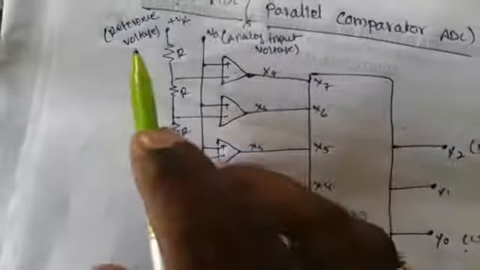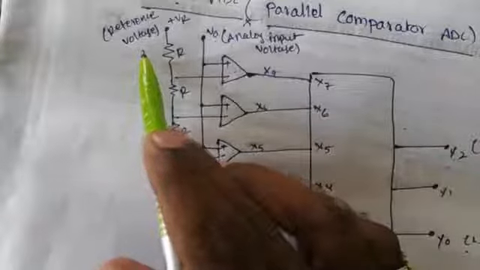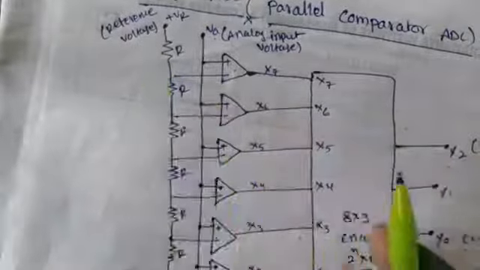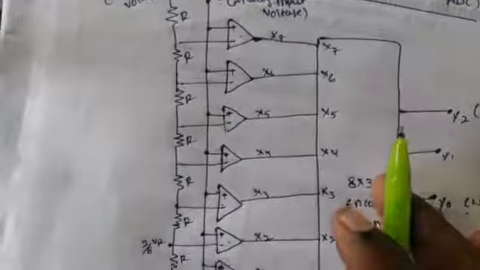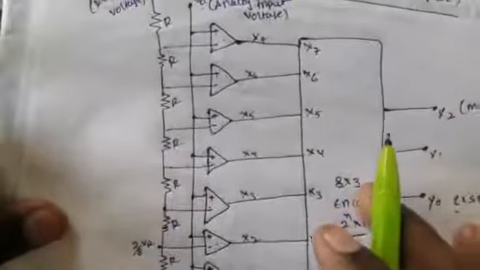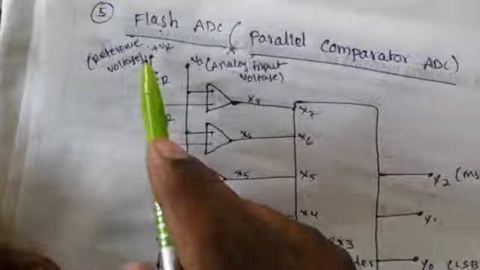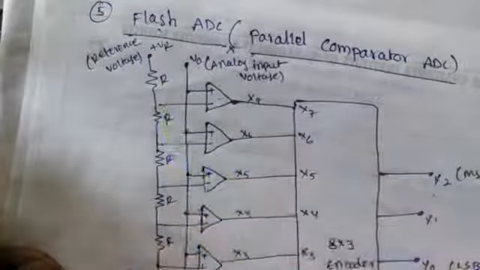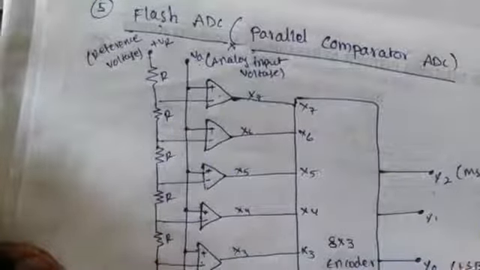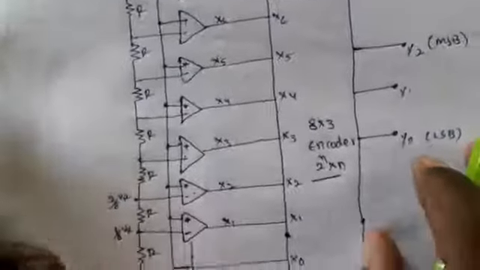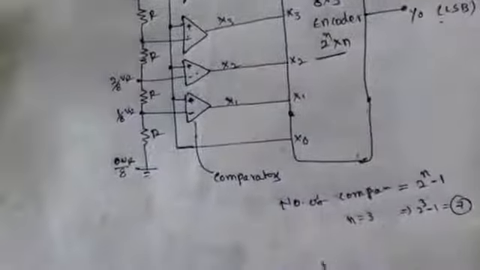To give the reference voltage, we will take a potential divider arrangement. Potential divider arrangement means, to divide that reference voltage in different stages, we will connect resistances. That is also a very important question for competitive exams.